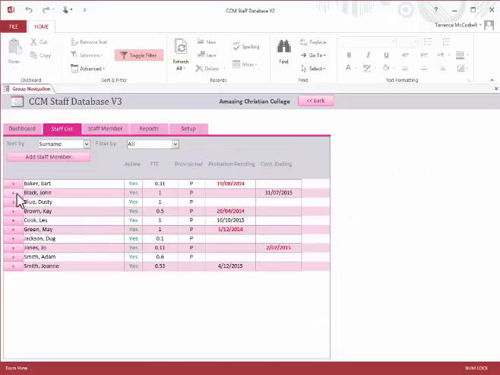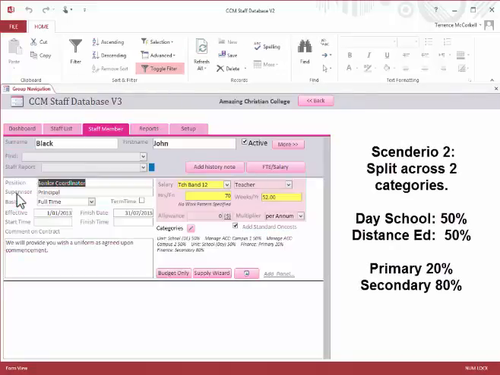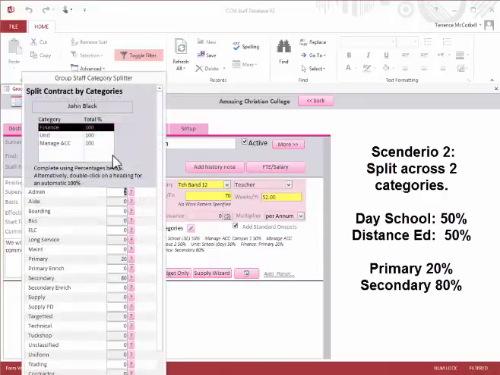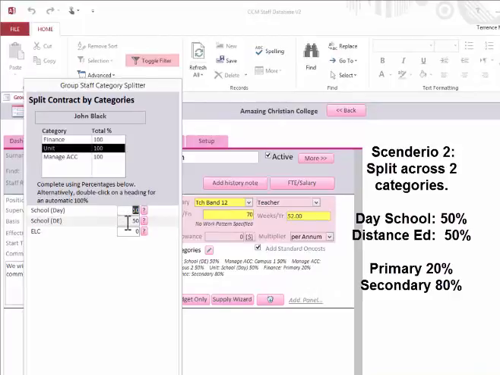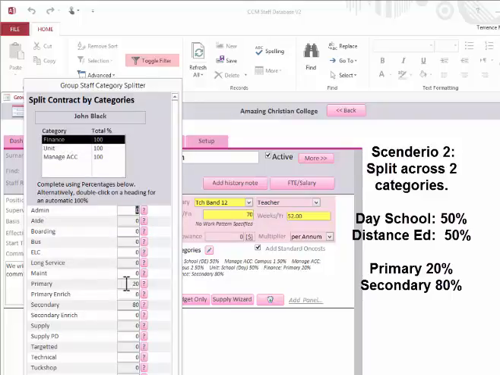The next slightly complicated one is this gentleman, John Black. You'll notice in John's case, he's working 50% in the day school and 50% in distance ed. Now, his role might be, for example, a curriculum coordinator, and across the board, even though he's working in those 2 areas of the school, 20% of his work might be done in primary and 80% in secondary, but it's mixed, half and half across distance ed and day school.